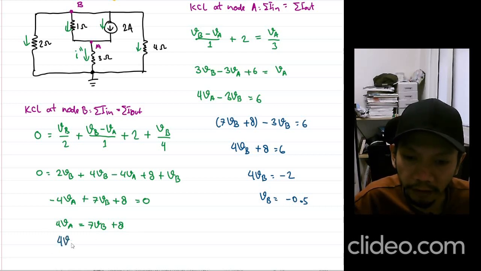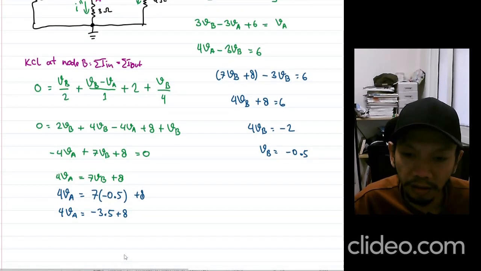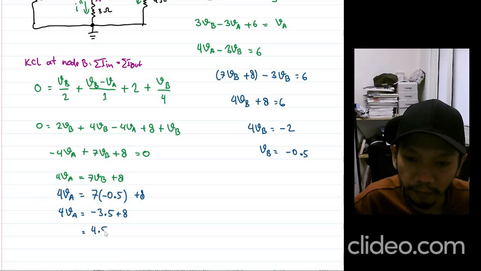And that means that we can substitute it for VA. So we'll have 4 VA is equal to 7 multiplied by minus 0.5 and then plus 8. So I'll have 4 VA is equal to minus 3.5 plus 8. And this will be 4.5, right? So I have 4.5. And that will equal to 4 VA. And so we'll have VA is 4.5 divided by 4.